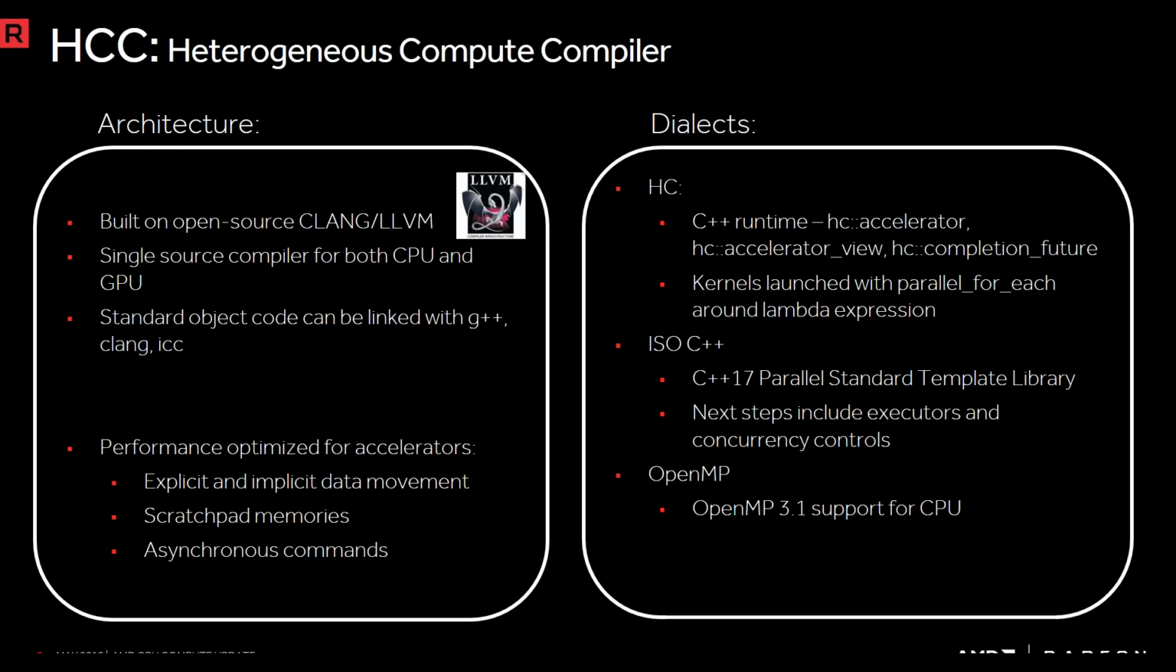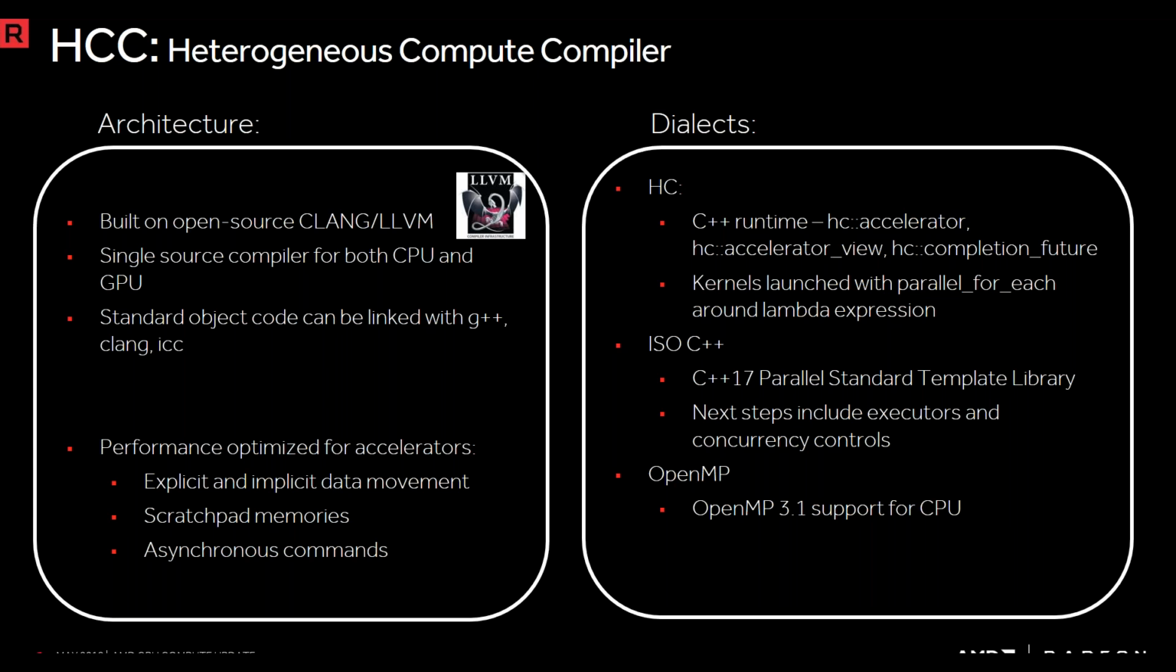So for this HCC, we have used the Clang or LLVM open source compiler to make sure it is open source, plus it's a standard, well-known compiler, with a single source for CPU and GPU. I explained that, and we have the performance optimized for accelerators. We have explicit and implicit data movement. One inelegance of accelerators is that we have to explicitly manage your data. You need to send the data from the CPU memory to the GPU memory. It can be either explicit or implicit, so we support both in the language.